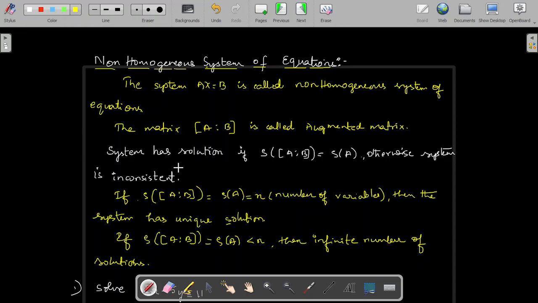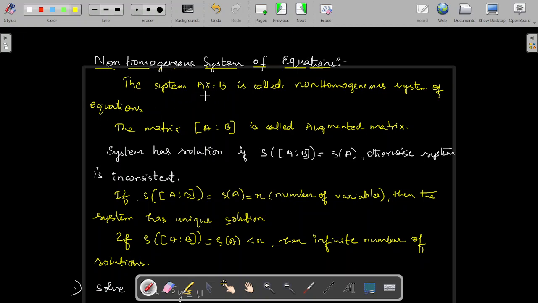In this video, I'll take up the topic non-homogeneous system of equations. The system of equations given by Ax = b is called the non-homogeneous system of equations, where A is the coefficient matrix, X is the matrix of unknowns, and B is the matrix of constants. The matrix given by [A : B] is called the augmented matrix associated with the given system.